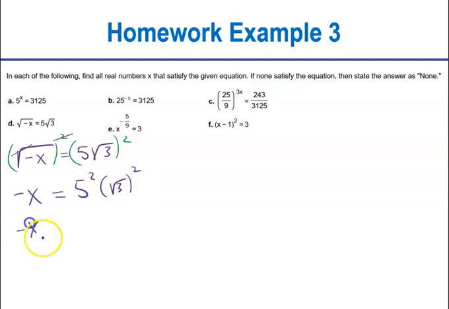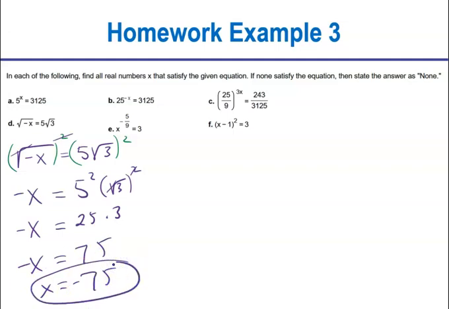So on the left, I have negative x, and on the right, I have 5 squared is 25. The square root of 3 squared is just 3. The square root and the square cancel each other out. That gives me negative x is equal to 75, or x is equal to negative 75 if I were to divide both sides by negative 1.